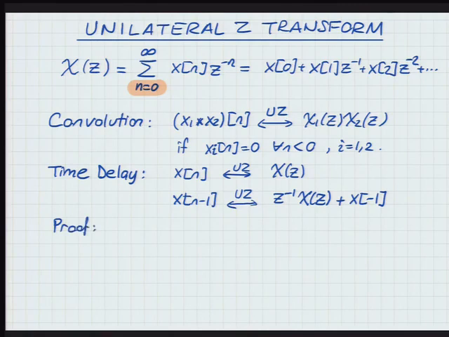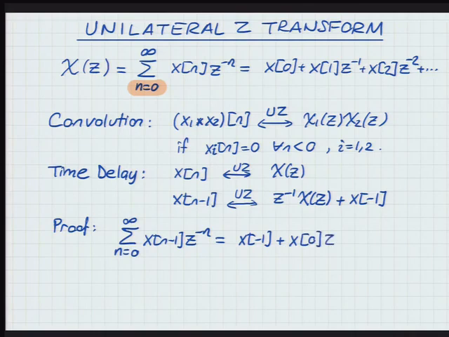So when we are looking at the unilateral Z transform of x of n minus 1, we're looking at the sum from 0 to infinity of x of n minus 1 times z to the negative n. If I write this out explicitly, for n equal to 0, I have x of -1 times z to the 0, which is 1. For n equal to 1, I have x of 0 times z inverse. For n equal to 2, I have x of 1 times z to the negative 2, and so on.